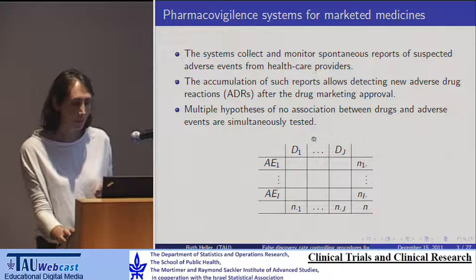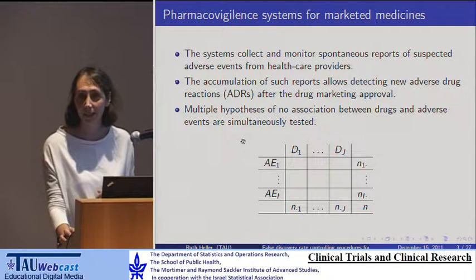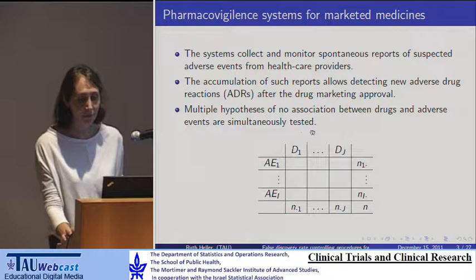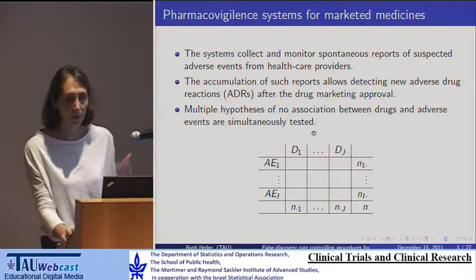So there are multiple hypotheses of no association between drugs and adverse events that are simultaneously tested. And the goal is to actually find unexpected associations and then further follow up on them to see if there is need for some additional regulation of the drug.